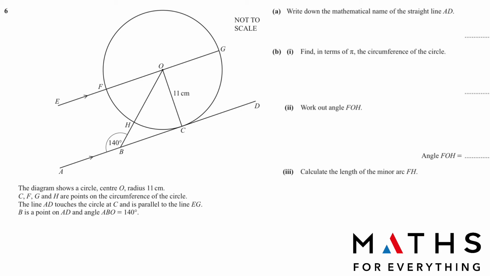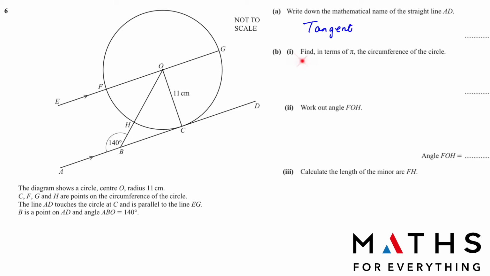Let's continue. Write down the mathematical name of the straight line AD. AD is touching the circle at one point C. When the line touches a circle at a single point, that is called a tangent.